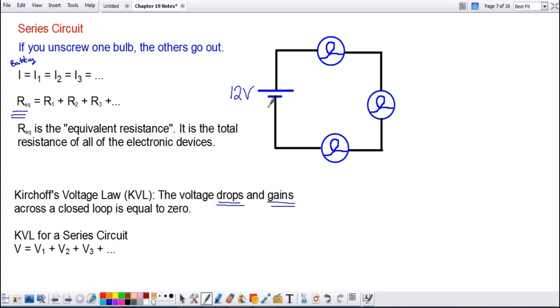Okay? What Kirchhoff's law is saying is that the voltage drops around need to add up to be 12 as well, so that by the time we get the whole way around, we've lost all of our 12 volts. Okay? So these three would have to add up to 12 volts as well.